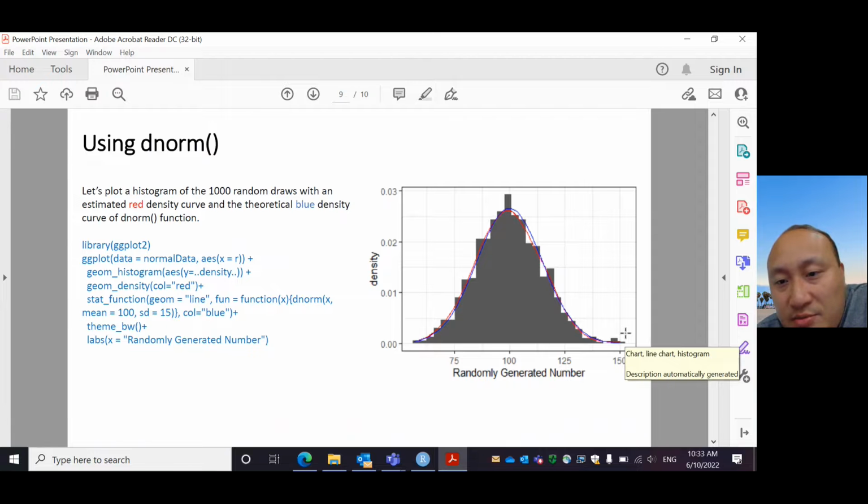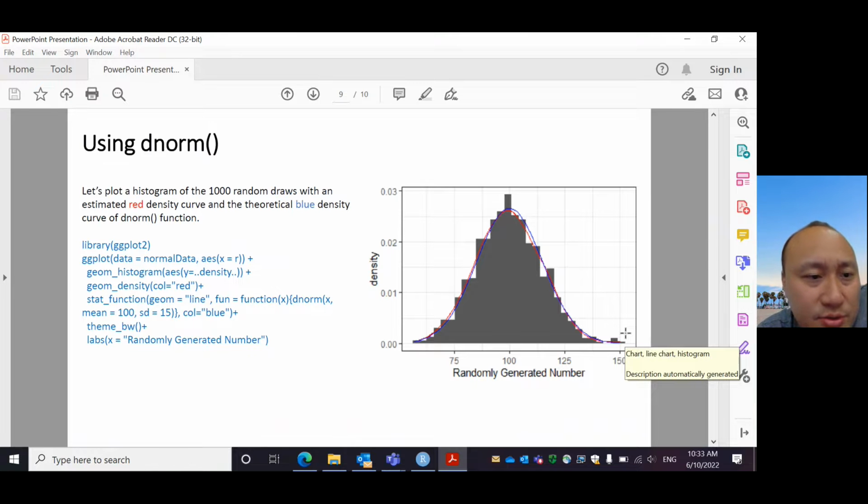So we have three things on this graph: a histogram of relative frequencies, because we are combining the relative frequencies with the densities. Okay, a red curve, which is the estimated density curve of those 1,000 draws, and a theoretical blue curve, that is the theoretical density values function of the normal distribution.